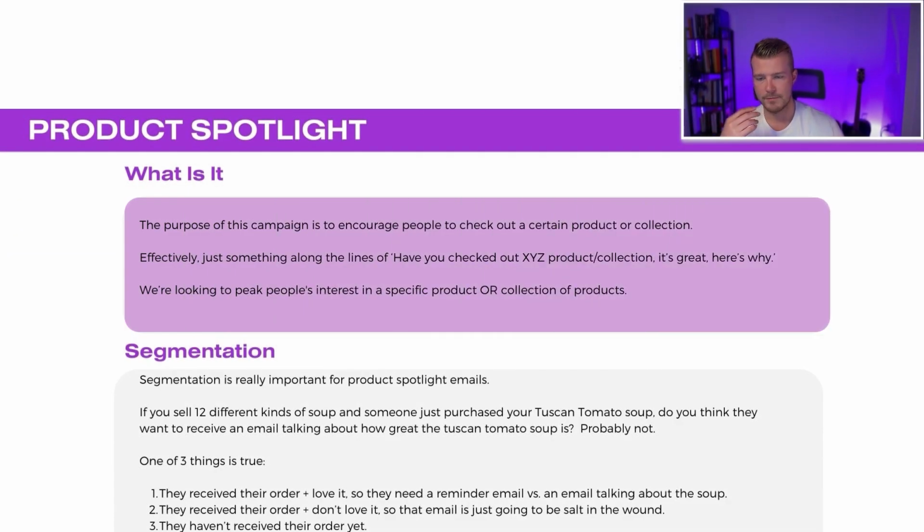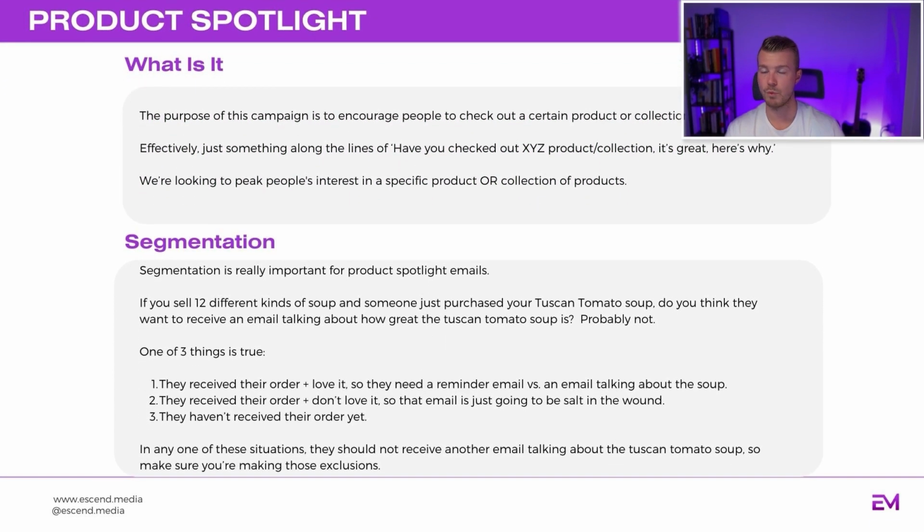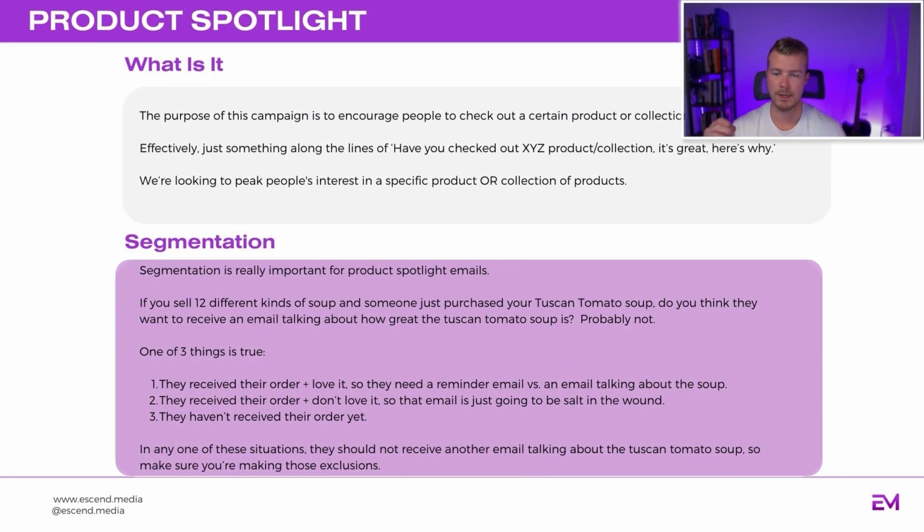So what is it? The purpose of this email is to encourage people to check out a certain product or a collection. Effectively, what you want to do is something along the lines of, hey, have you checked out this product? It's great, and here's why it's great. What we're trying to do here is get people's interest and then show them why this product can be beneficial to them. The segment we want to send to is really, really important for product spotlight emails.